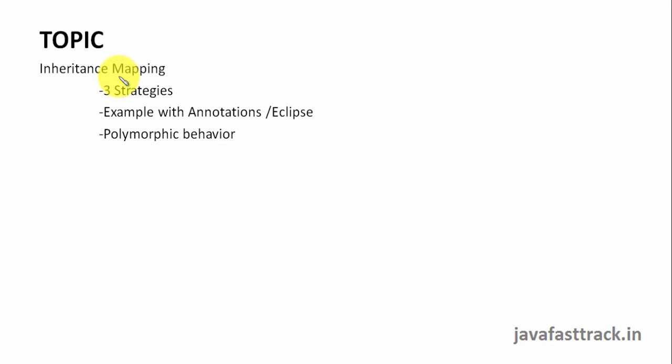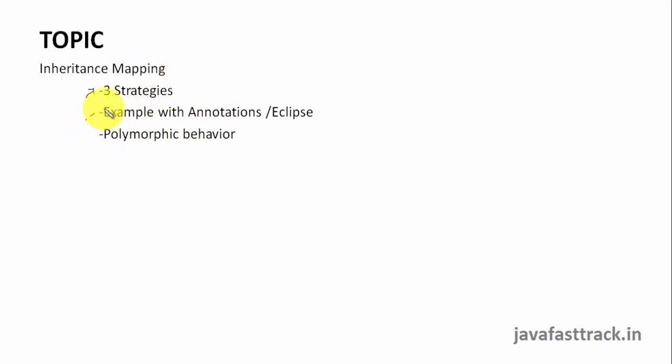In this video, I will talk about the inheritance mapping concept in Hibernate. We know the concept of inheritance in Java. Inheritance is about one class extending the properties of another class. To map data from this inheritance hierarchy to a database, Hibernate has provided three strategies. I will be explaining what the three strategies provided by Hibernate for inheritance mapping are.